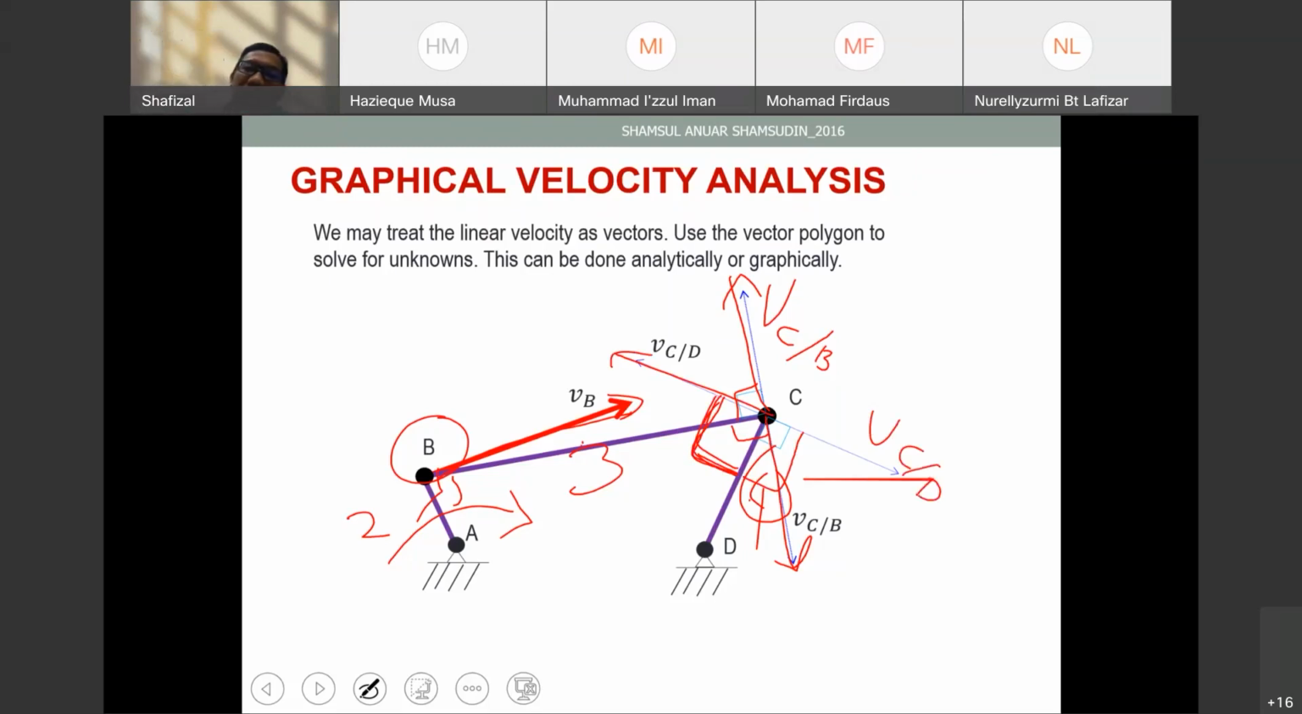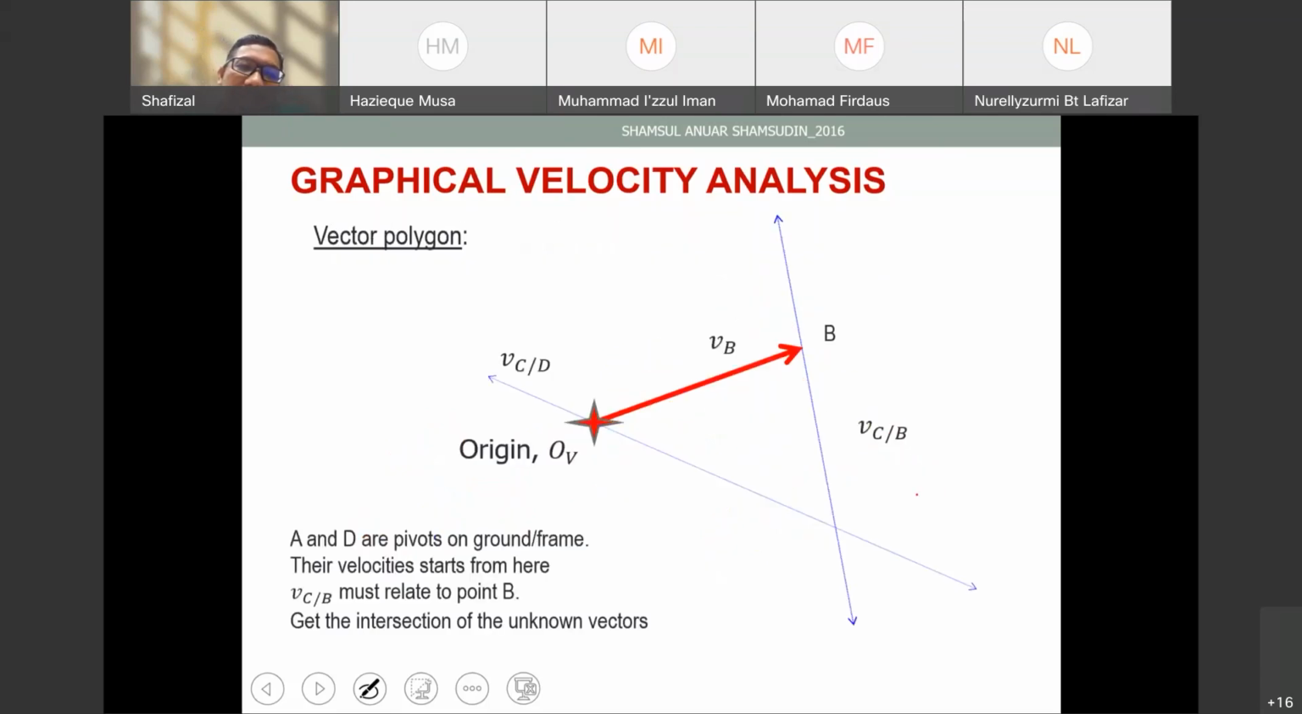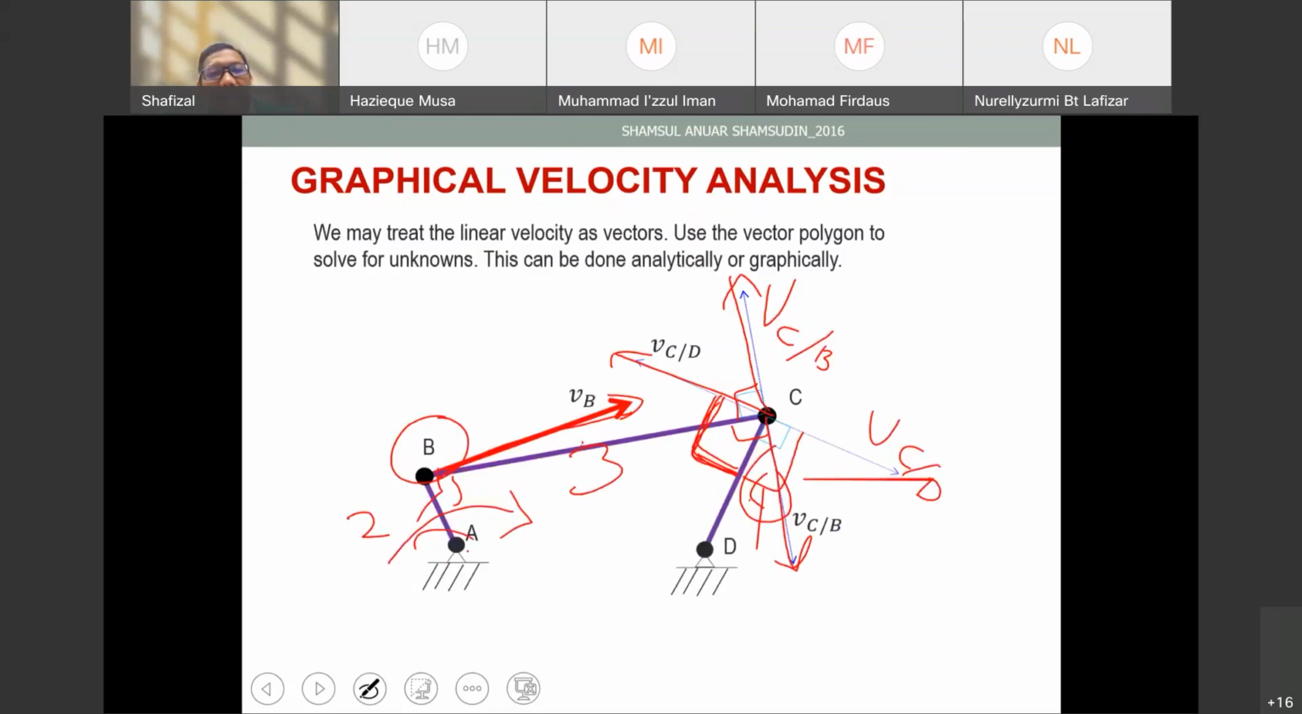Okay, so kita dah ada all the vectors. So now untuk lukis, right? This is graphical method. If you want to draw this, then you just draw it. Okay, macam mana cara nak draw it? Dia kata A and D are pivot on ground frame. So this one A and D, they're fixed on the ground. Dia berpusing, dia berputar, but it is just fixed on the ground.